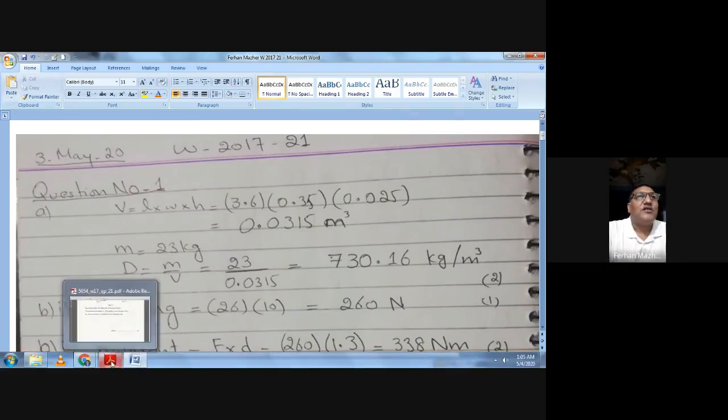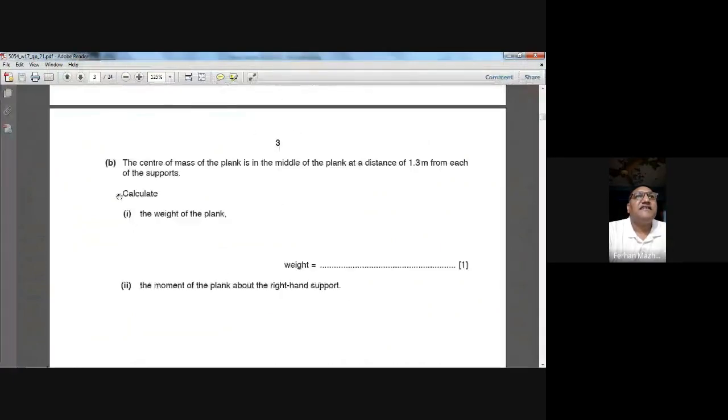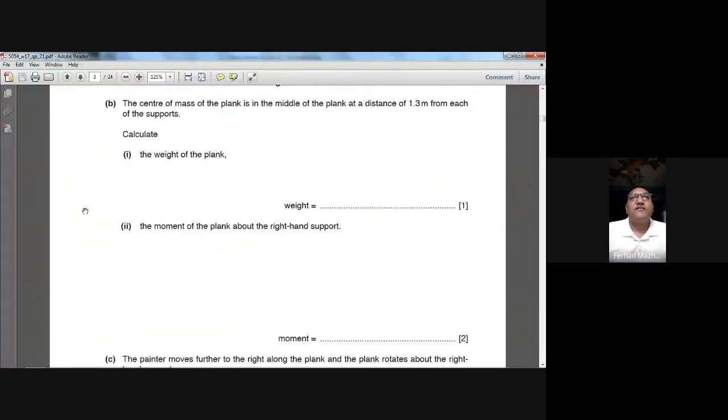Okay, students, we are going to the next question. It says the center of the mass of the plank is in the middle of the plank at a distance of 1.3 meter from each of the supports. Calculate the weight of the plank. This first part of B is simple. He wants you to find out the weight of the plank. The mass of the plank is 23 kg. So very easily we can find its weight. The formula for the weight is W equals mg, where m is 23 kg and the g value is 10. And by applying that formula, you can get the weight.